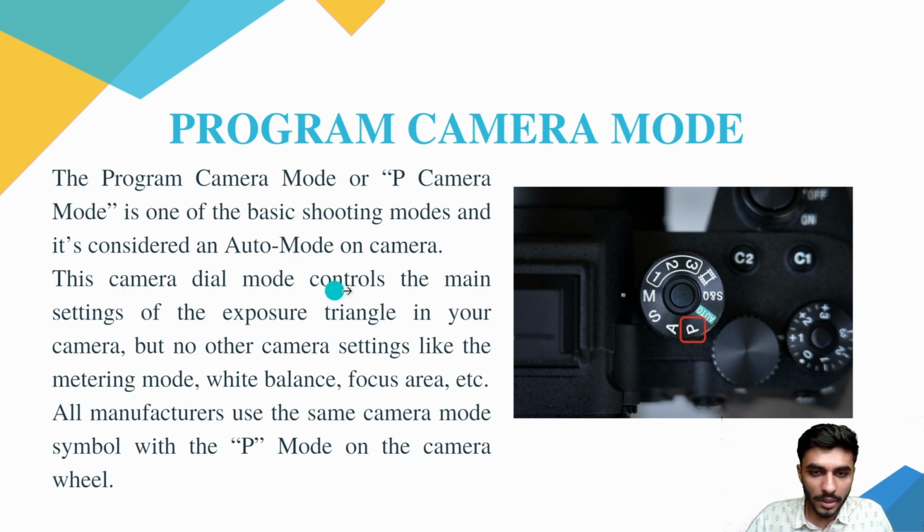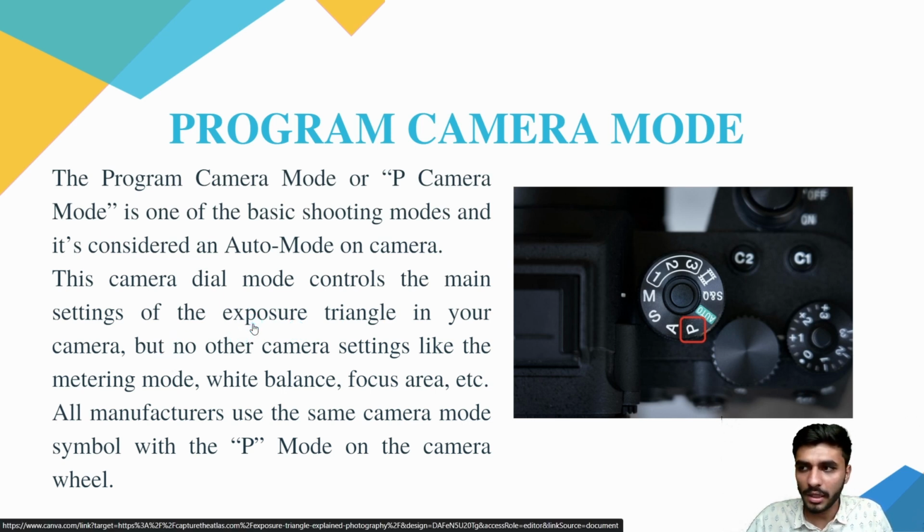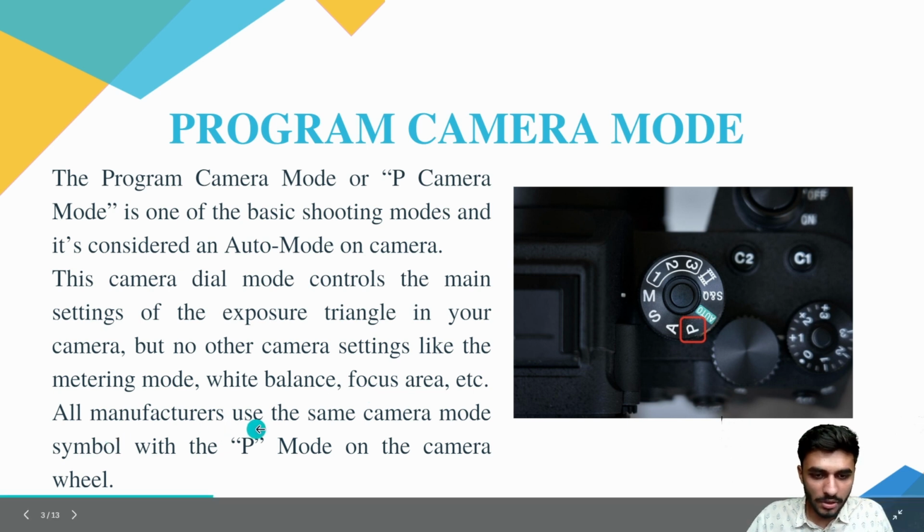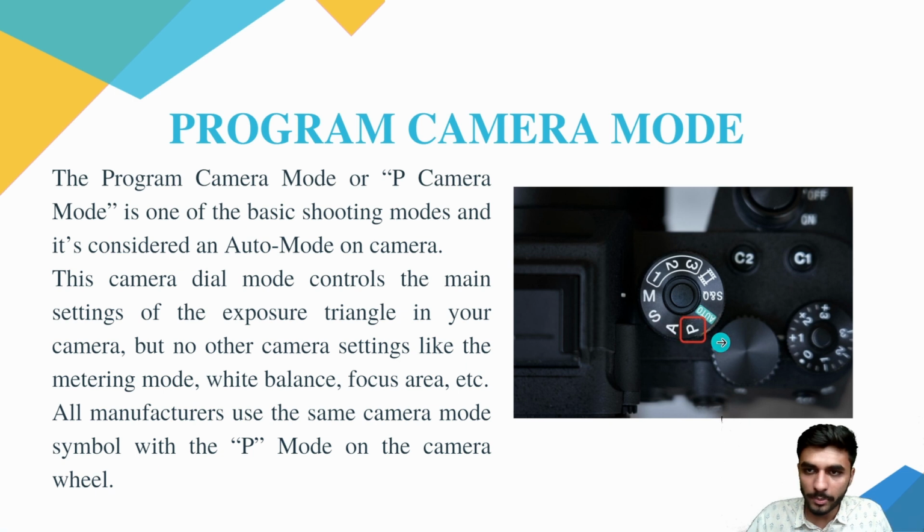This camera dial mode controls the main settings of the exposure triangle in your camera. Exposure triangle, we know that it is a combination of ISO, aperture and focal length. So no other camera settings like metering mode, white balance or focus area. All manufacturers use the same symbol with the P mode on the camera wheel. As you can see in this photo, the program camera mode is marked with the P symbol.